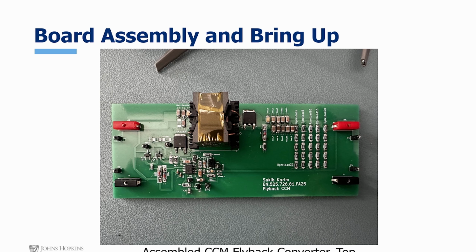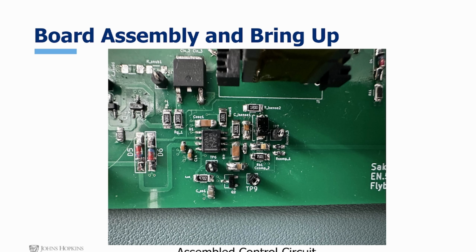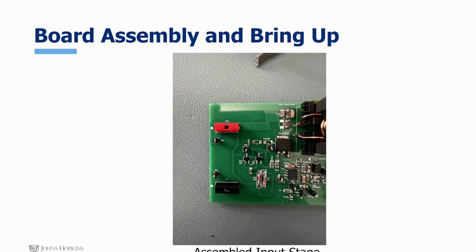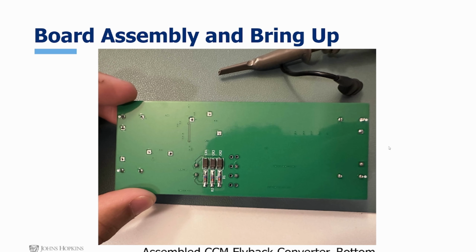This is the overall board. At the top level, we can see our assembled control circuitry here, our assembled output stage shown here, and the assembled input stage shown here. Note that a snubber was not used for the MOSFET. And our bottom side of the PCB, which is majority of a ground plane. However, we still have a trace here as well as our diodes for the transformer.